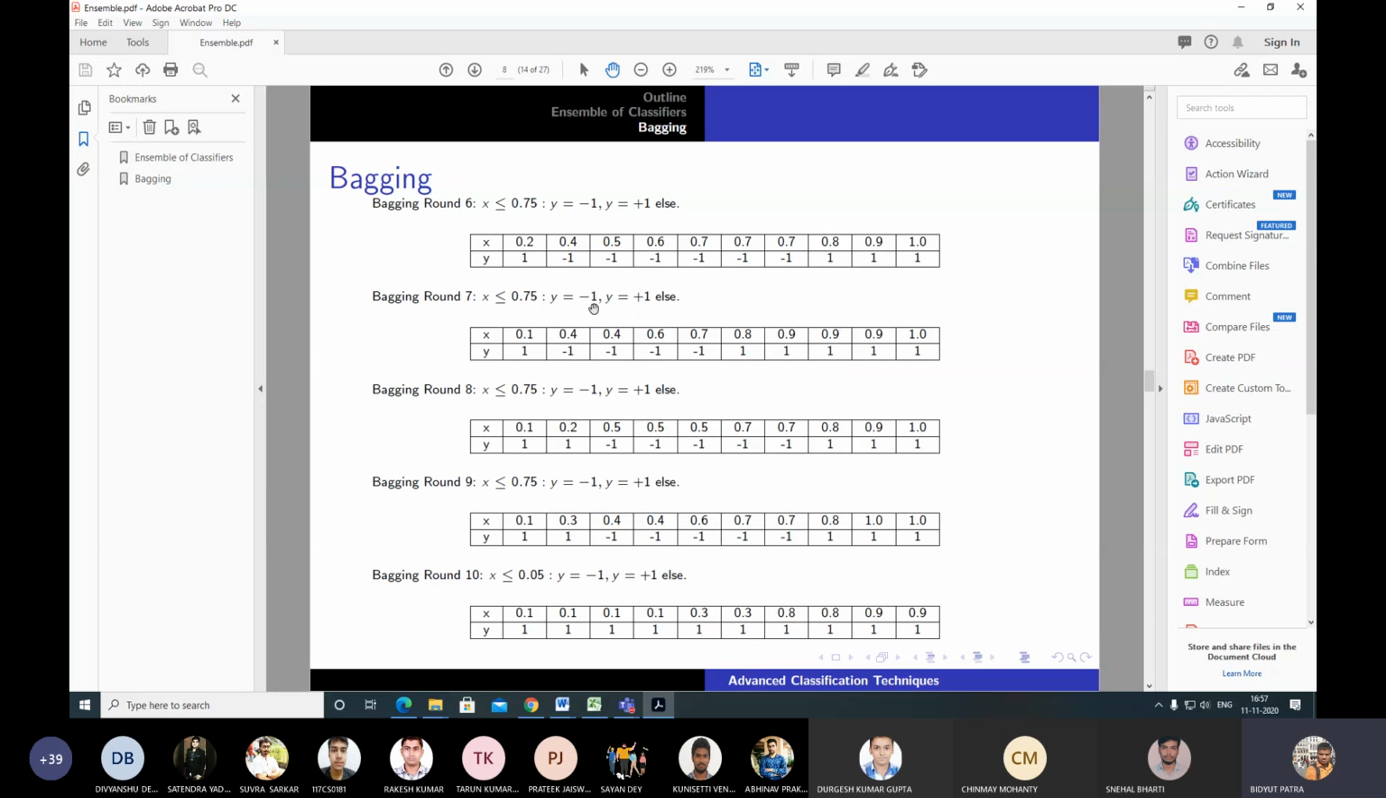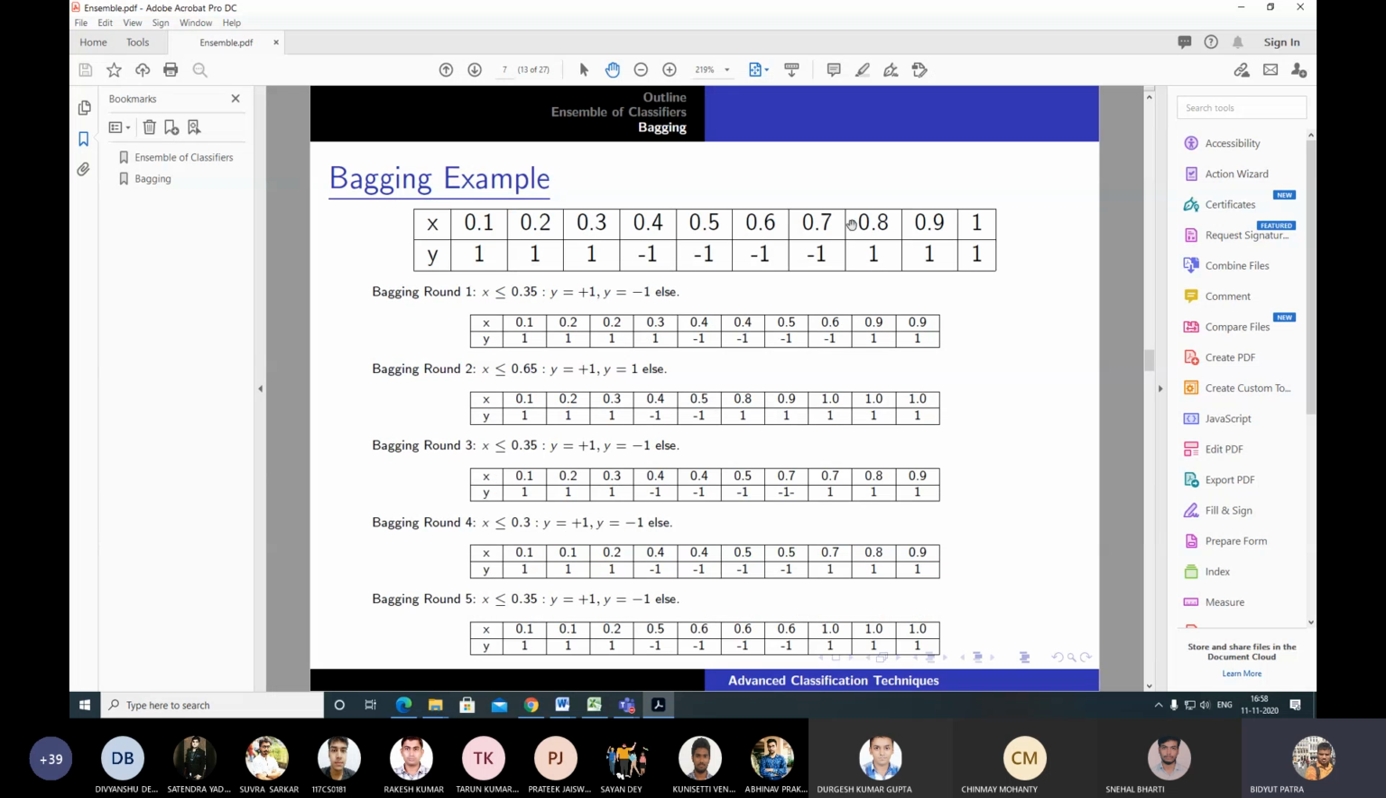Lesser than it is -1 and above is +1. So lesser than 0.75 all should be -1, but unfortunately this will make a mistake, and above will do the right thing, but this will make a mistake. So therefore, we can show that no decision stump rightly identifies the class labels of the original training examples. That means no decision stump will have training error 0. Did you get my point?